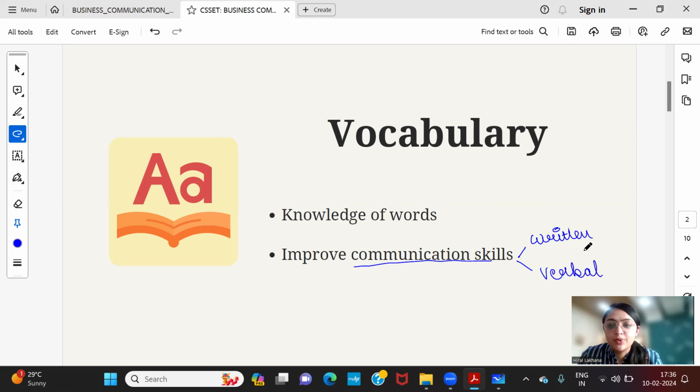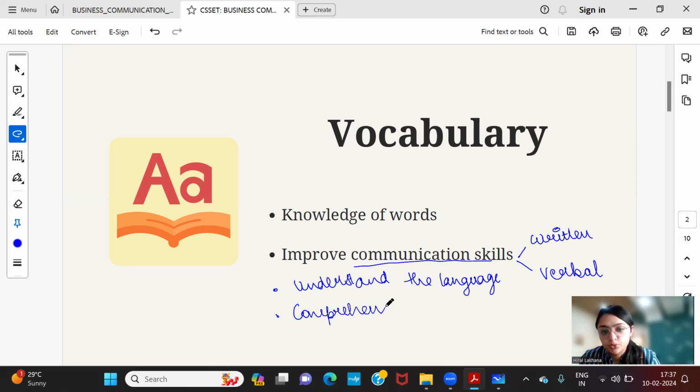If a person is well aware of the words in the language that they are using and is well aware of the context in which that particular word needs to be used, then the person's vocabulary is rich enough, and this will help in improving their communication skills. Not only that, they will be able to understand the language that they speak or that they are hearing from another person, and comprehension will also be improved. Comprehension of their reading will be improved if the person possesses a rich vocabulary.